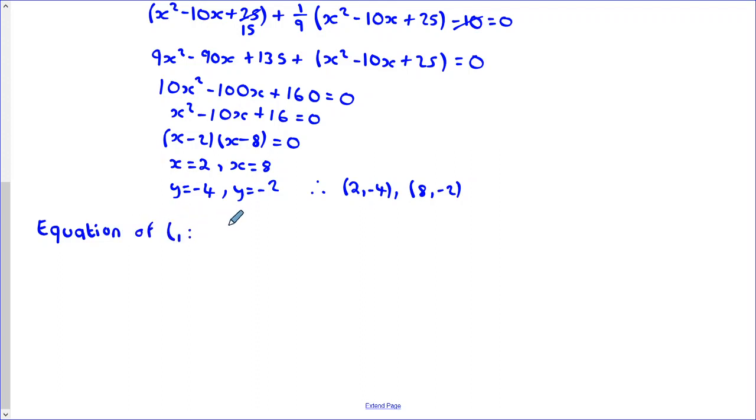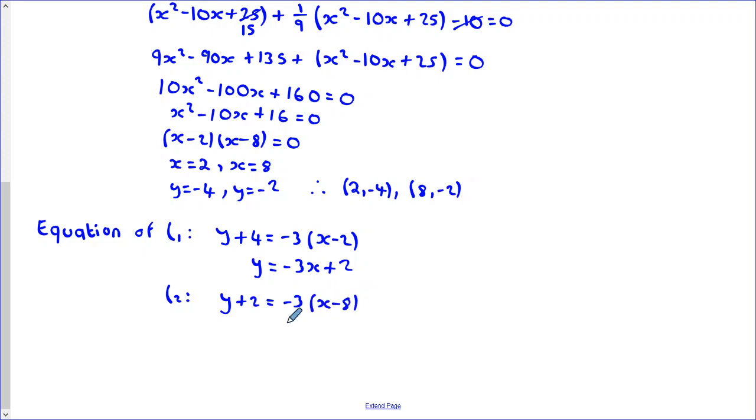I'll call this one L1, because there's two of them. Y minus minus 4 equals m, x minus 2. And that becomes minus 3x plus 6 take 4. And then L2, second possible tangent, y minus minus 2, times minus 3 again, x minus 8. Negative 3x plus 24, take 2.